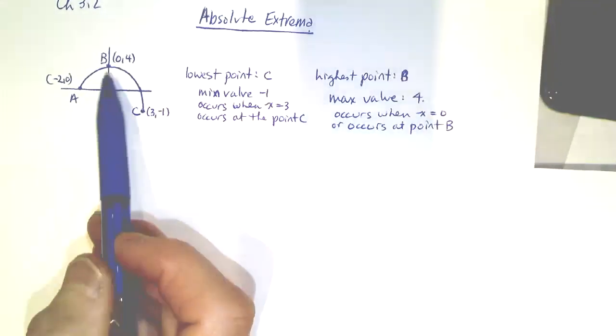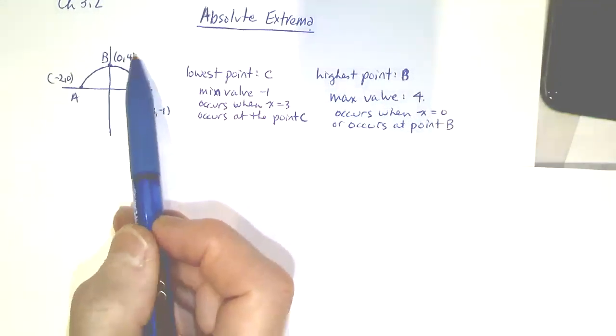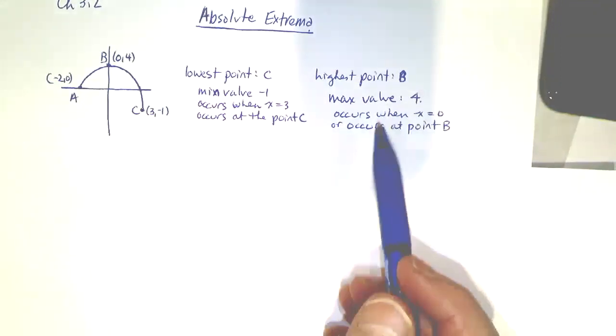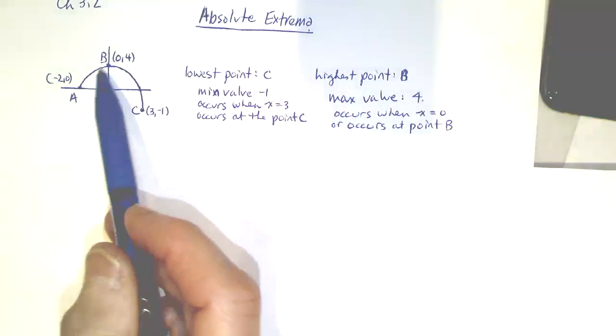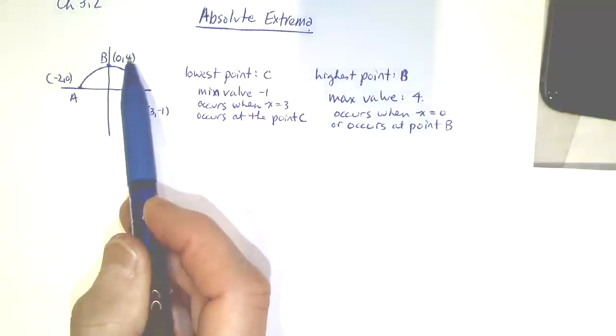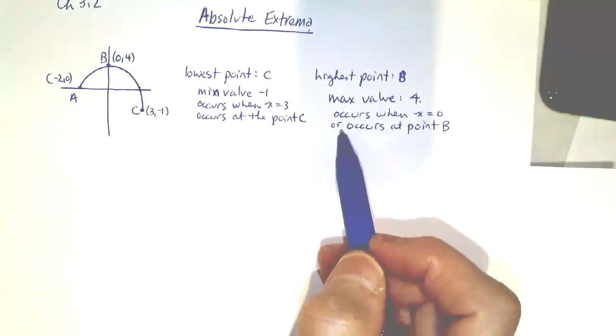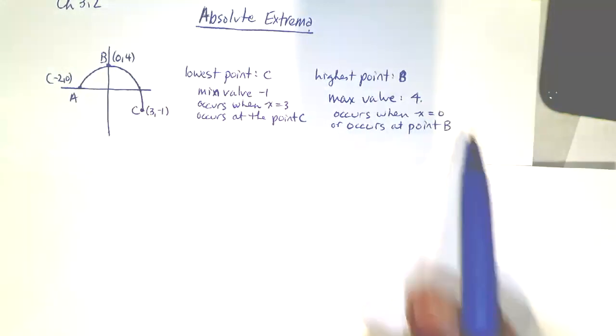The highest point on the curve is B. This y value is referred to as the maximum value. The language is you say the maximum value of this function is 4. It occurs when x is 0, or you can say it occurs at the point B. So that's just the language.